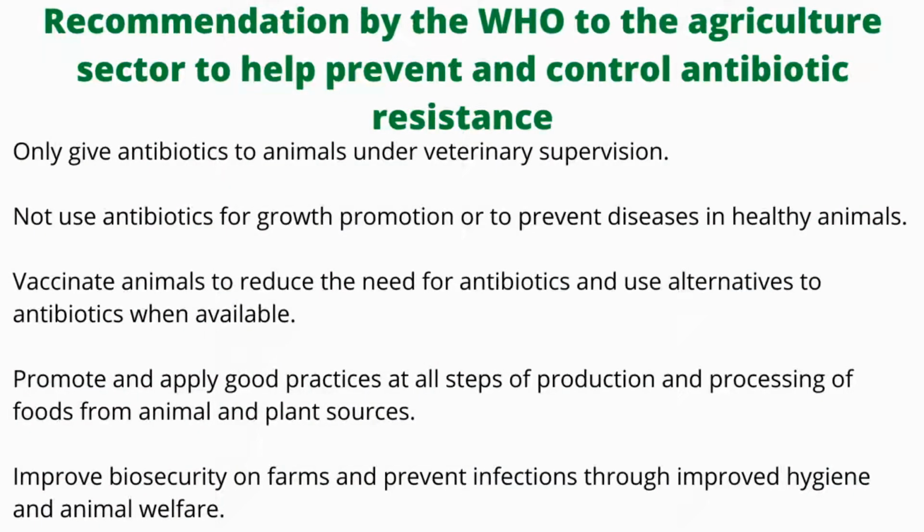These are recommendations by the WHO to the agriculture sector to help prevent and control the spread of antibiotic resistance. Only give antibiotics to animals under veterinary supervision. Do not use antibiotics for growth promotion or to prevent diseases in healthy animals. Vaccinate animals to reduce the need for antibiotics and use alternatives to antibiotics when available.